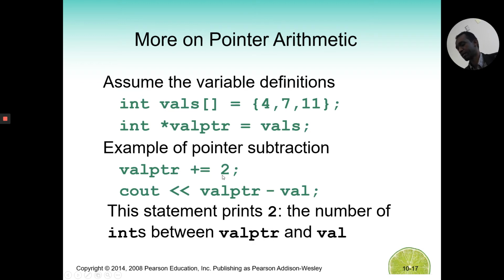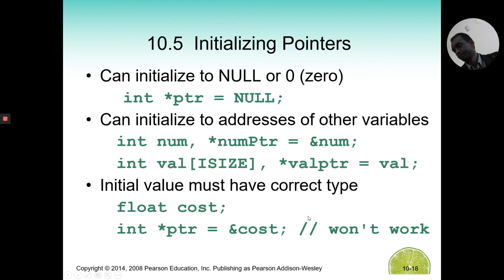You can do a pointer subtraction. This gives the number of ints between valptr and vals. You can initialize to null or to 0. So you can say int *ptr = NULL, and you can initialize to the address of other variables. So you can say int num, and then numptr = &num, or int vals[SIZE], and then the second one int *valptr = vals. The initial value must have the correct type. So here you said float, and then here you're saying int. It doesn't work.